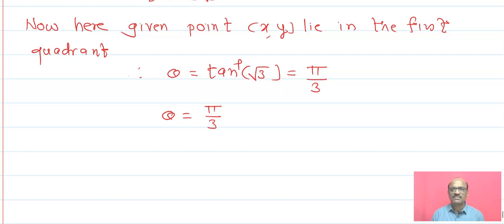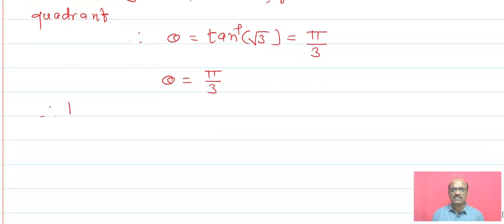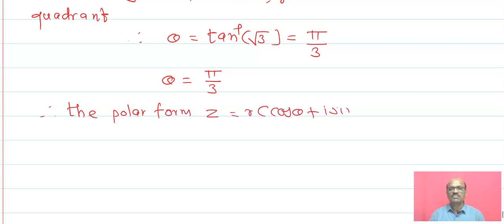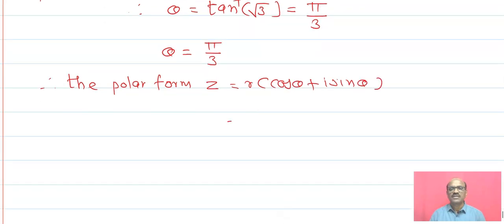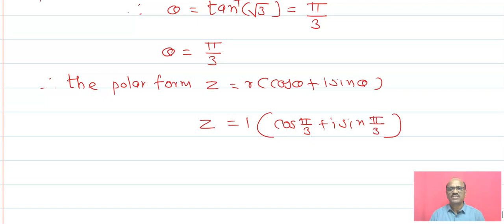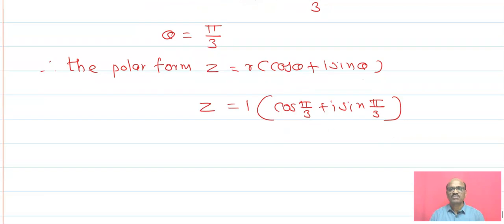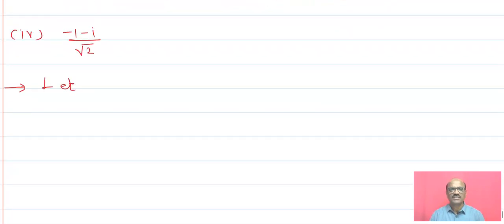Therefore, the polar form z is equals to r times cos theta plus i times sin theta, equals to 1 in bracket cos of pi by 3 plus i times sine of pi by 3. Z is equals to 1 in bracket cos of pi by 3 plus i times sine of pi by 3.